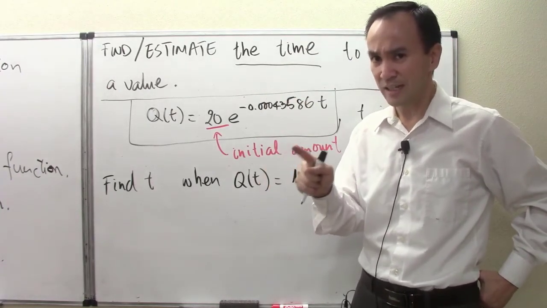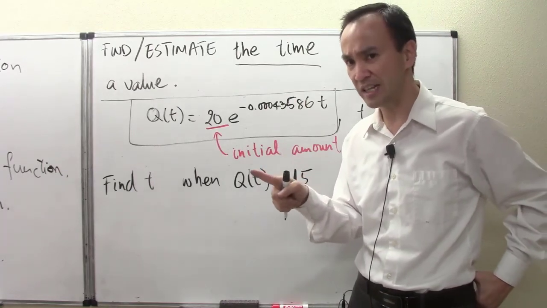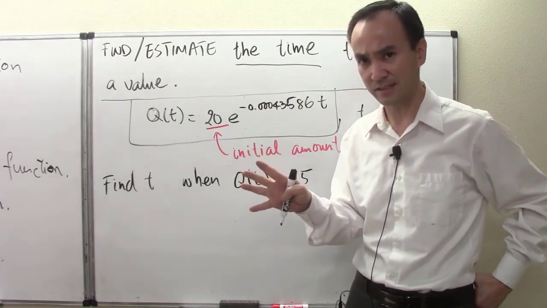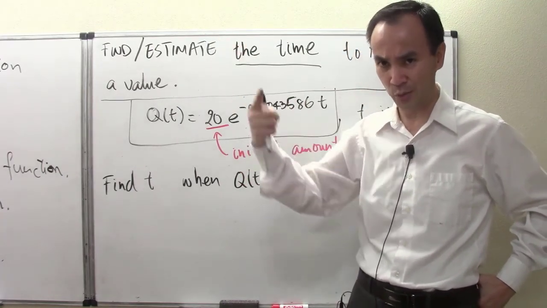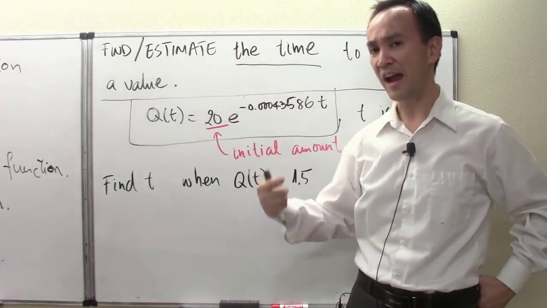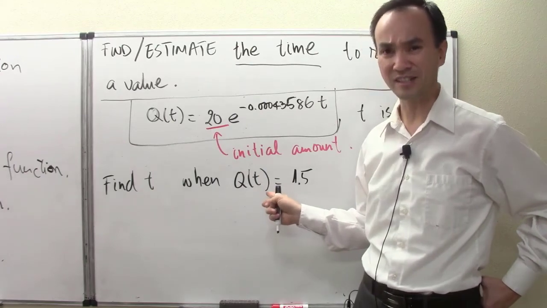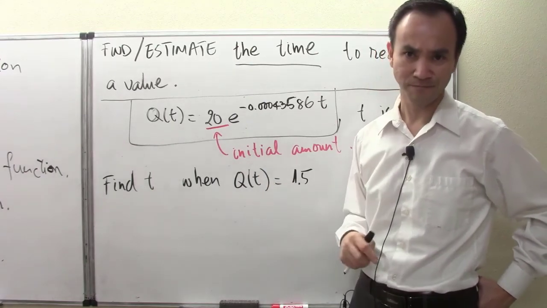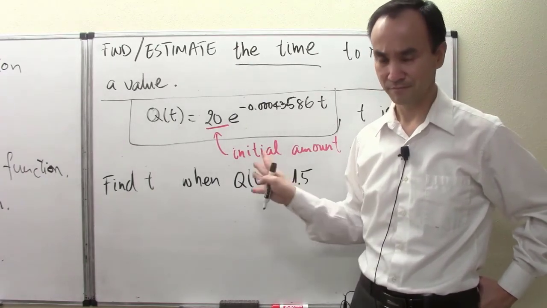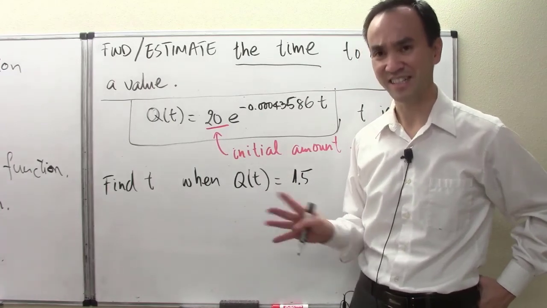It took 1,590 years, a little more than that, to go just from 20 to 10 years, to go halfway of the amount. But now this is only 1.5. That means it's going to be a lot longer. Okay, let's see how it's done.